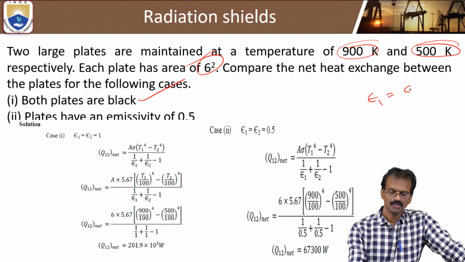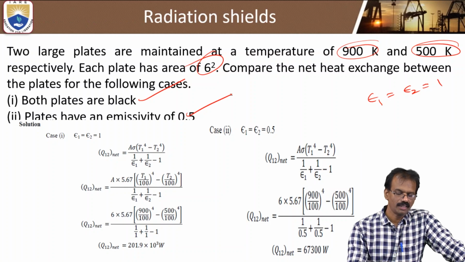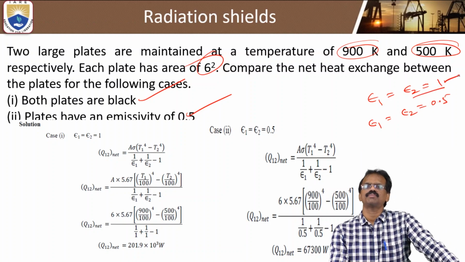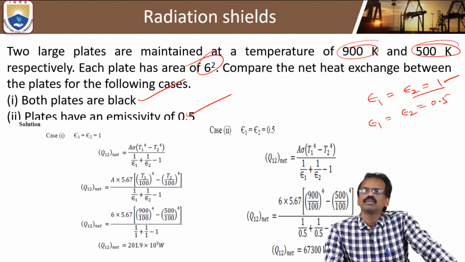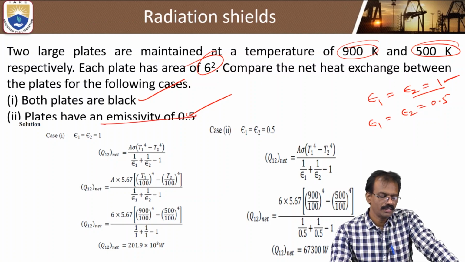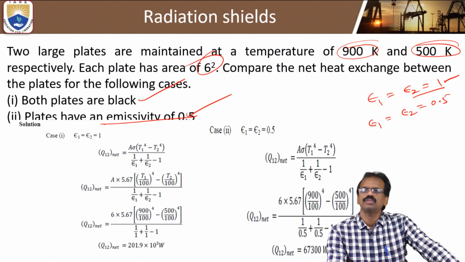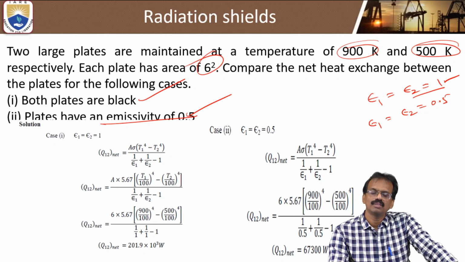Emissivity 1 is equal to emissivity 2 is equal to 1. So plates have emissivities. Second condition, epsilon 1 is equal to epsilon 2 is equal to 0.5. So these are the black surfaces. Black surface emissivity is equal to 1. And next, plates have emissivities. Second condition, emissivity of first surface and emissivity of the second surface is equal to 0.5. So in these two cases, you have to find out the values. What is the net heat exchange between the two plates?